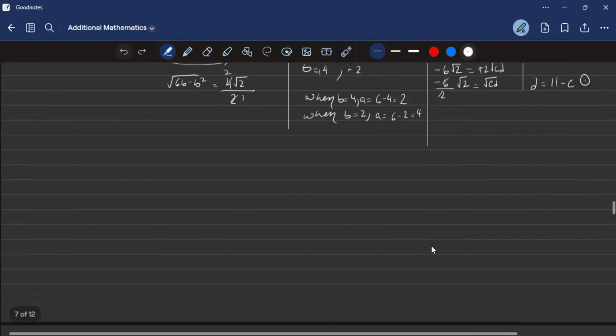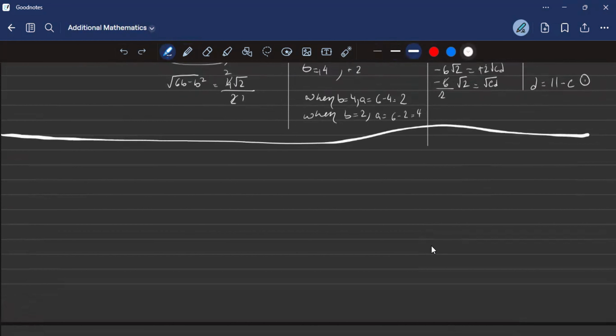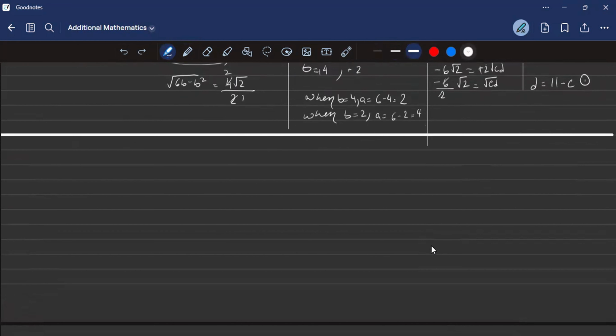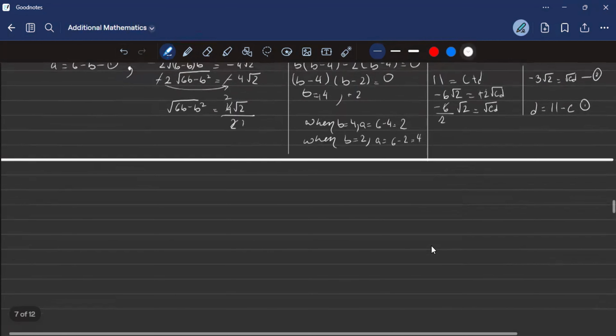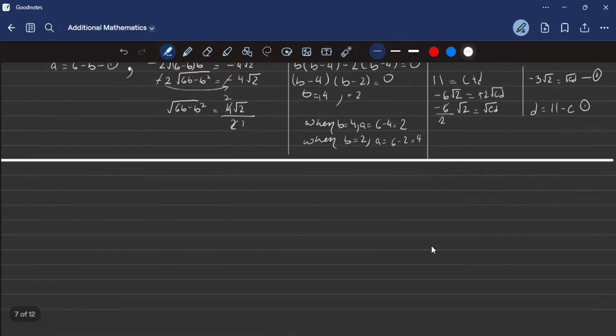Let me just clear this up. Okay, one second, and we'll be done. And that is here. Now for the next part, what we are going to do is we have got d is equal to 11 minus c, and we have got the simplified equation. So what I'm going to do is input my values into the equation.